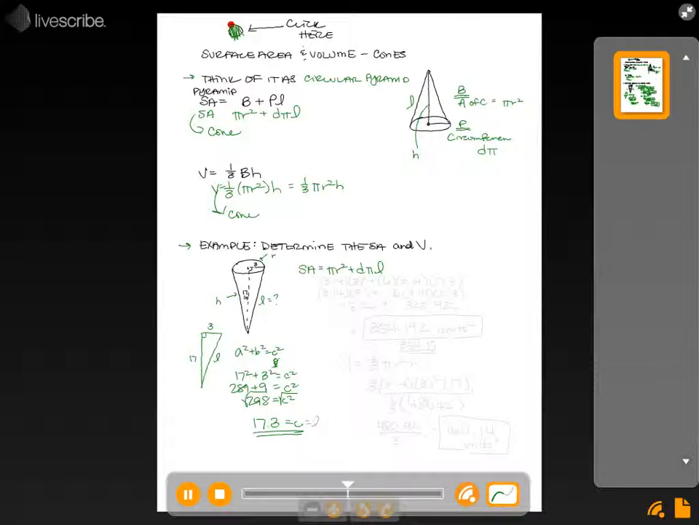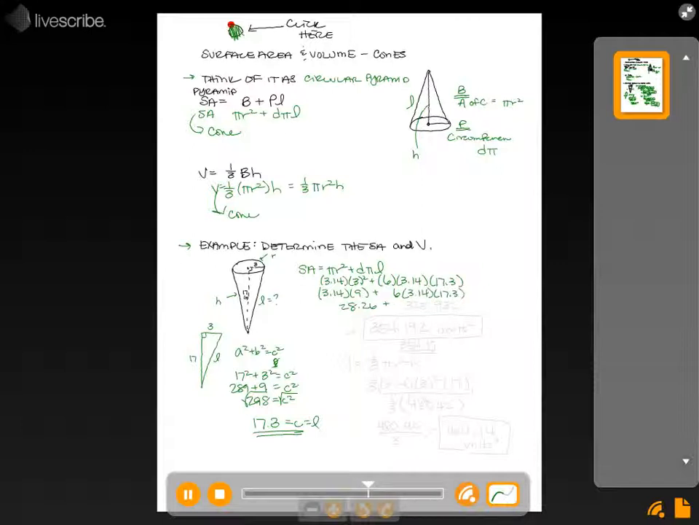So let's plug this in. That's the slant height. So we use 3.14 for pi. R is 3, plus D is twice R, so D is 6, 3.14, and the slant height we found to be 17.3. We're going to do this in 2 parts, just like we did with a cylinder. We found one of them, we found the other, and then we added the 2 together. So let's do this first one. Ends up being 3.14 times 9, which is 28.26.